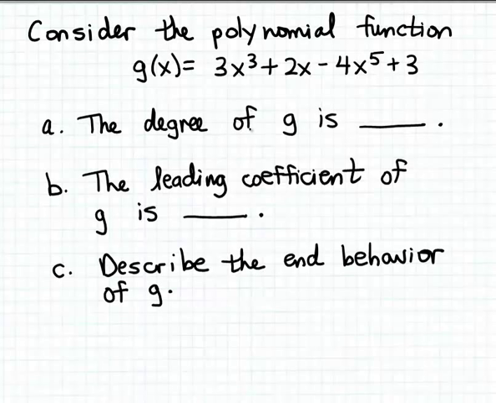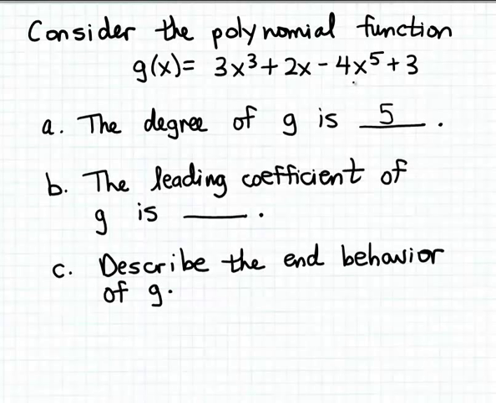So let's start by finding the degree of g, and remember the degree of a polynomial function is going to be the highest power of the input variable in the formula for the polynomial function. So the highest power of our input variable x in this formula is 5, so the degree of g is 5.